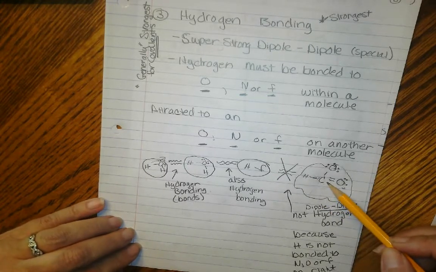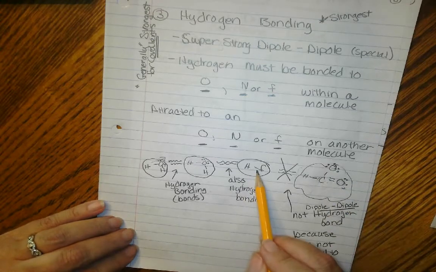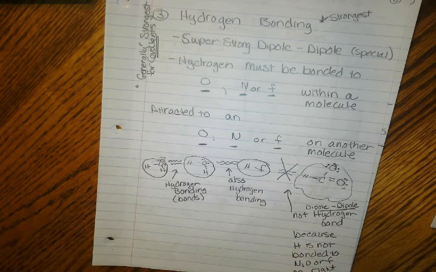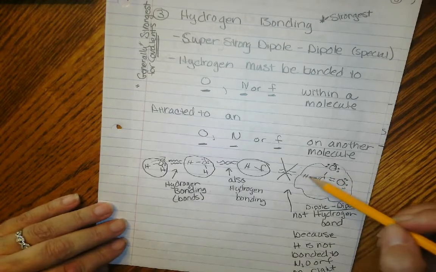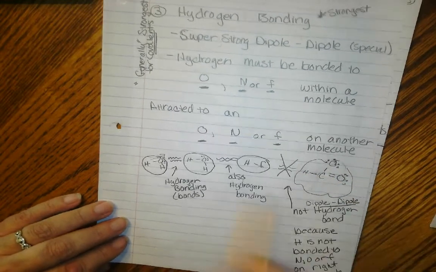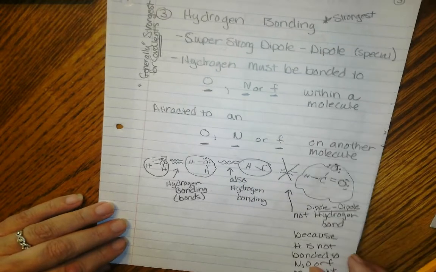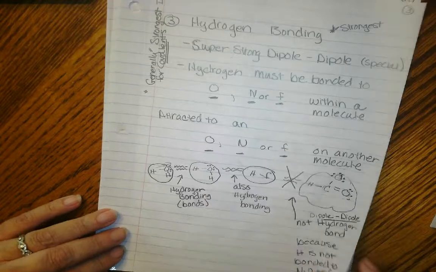So again, if it's to be hydrogen bonding, that hydrogen has to be bonded directly to a fluorine, nitrogen, or oxygen, and then it's attracted to another fluorine, nitrogen, or oxygen on a molecule. This hydrogen is bonded to a carbon, so it cannot make hydrogen bonds. But these are all attractions between molecules, so they are intermolecular forces, not inside the molecule.